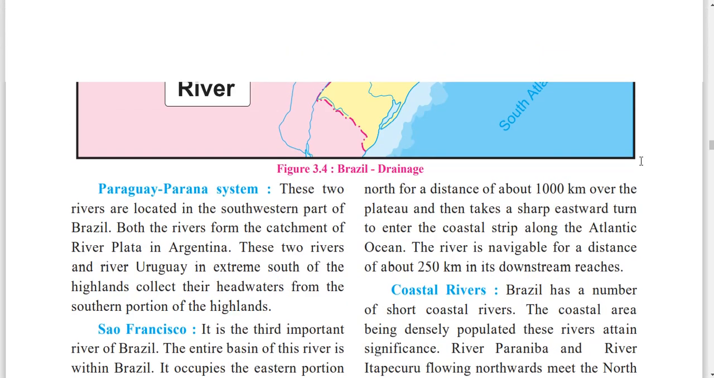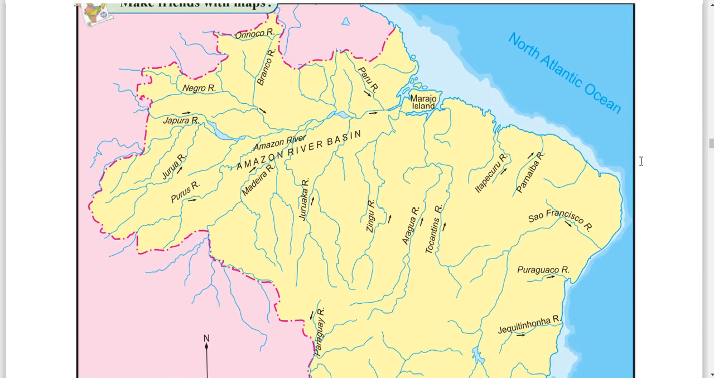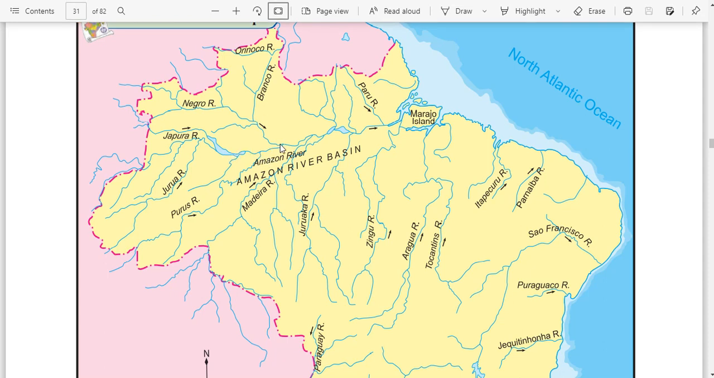Now let's see the map of rivers. Let's see all the rivers. Orinoco River, Branco River, Negro River, Japura River, Jurua River, Purus River. All these are in the west, in the northwest. Amazon River. So, water of all these rivers comes to the Amazon River and this flows to the North Atlantic Ocean.